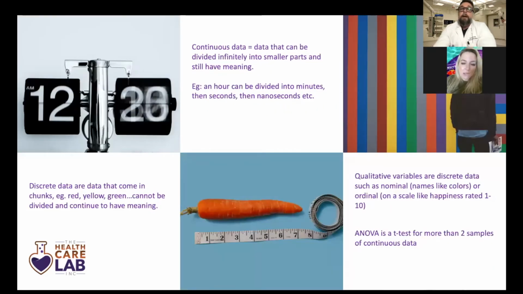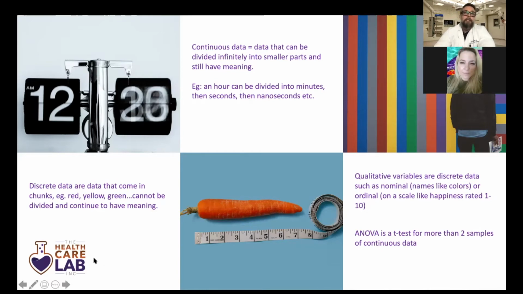A couple other things to know. Continuous data. Remember, data is a plural word, so data are. Continuous data are data that can be divided infinitely into smaller and smaller parts and still have meaning. It's continuous because you can draw it with a pencil without picking up the pencil, and it's infinitely divisible. So like an hour can be divided into minutes, and then minutes can be divided into seconds, and seconds can be divided into nanoseconds. It's continuous.